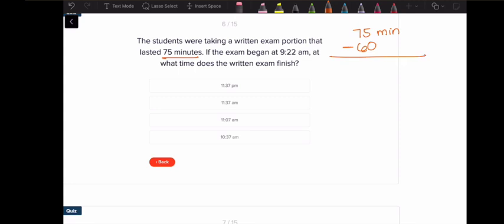If I extract 60 minutes out of that, in other words, an hour, what am I left with? I'm left with 15. So 75 minutes is equivalent to 1 hour and 15 minutes. So 75 minutes is the same as 1 hour and 15 minutes.